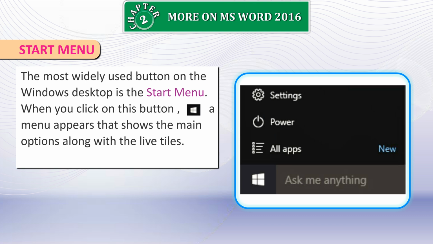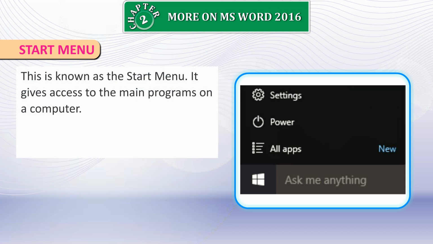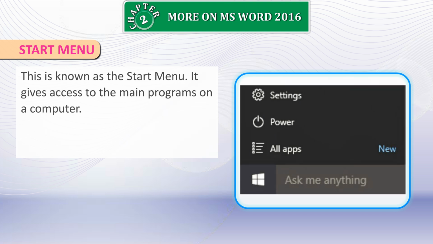Start menu. The most widely used button on the Windows desktop is the Start menu. When you click on this button, a menu appears that shows the main options along with the live tiles. This is known as the Start menu. It gives access to the main programs on a computer.